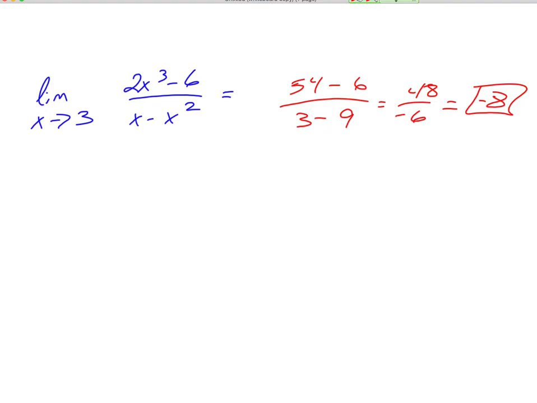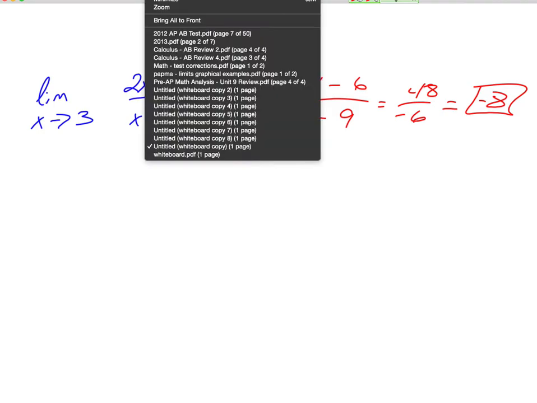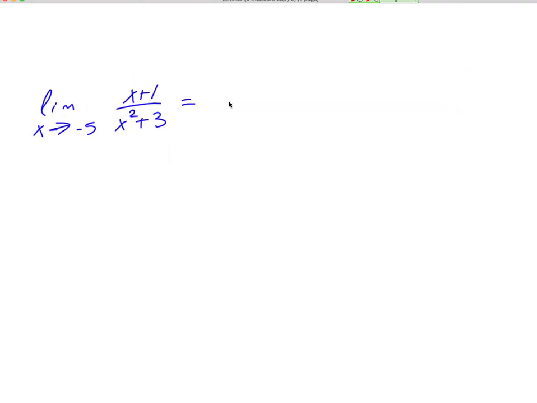You just plug in and simplify it. And as long as you get a number, you're done. Sometimes we're going to get something else, which means I need to do another approach, which we'll do here in just a second. All right, next one.